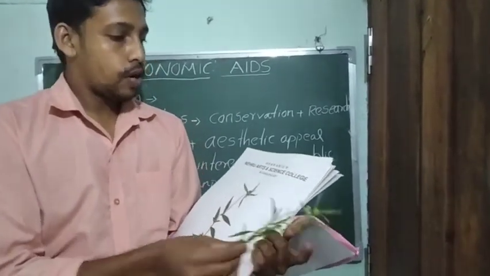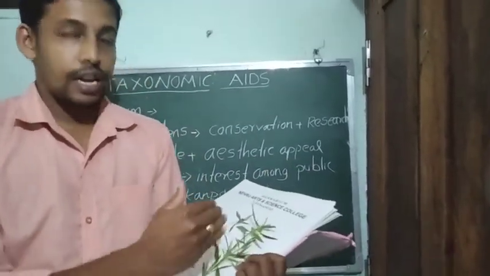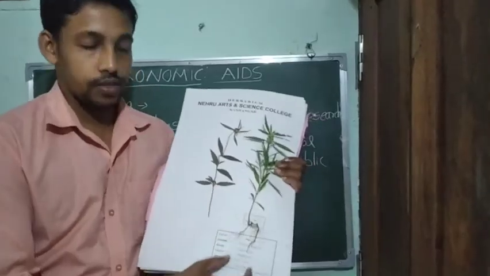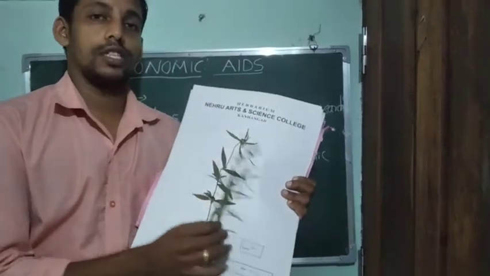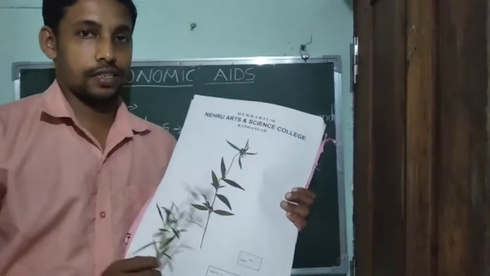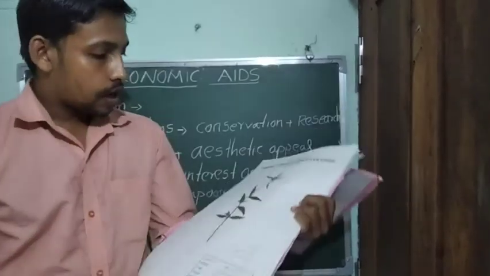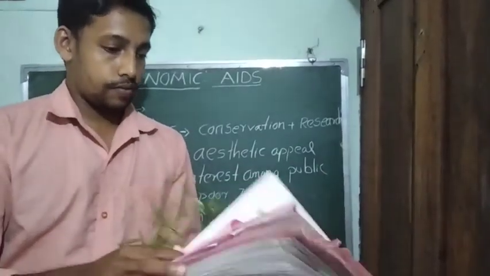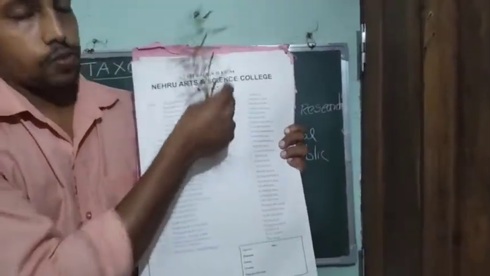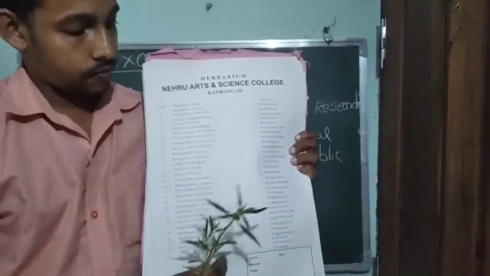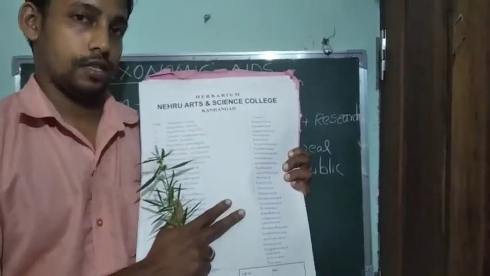Then we have to mount it. Then we can label it, and we have to write all these details. Then we have to store it, and we must protect it from pests and insects. It's very important. And we have to keep a register. The front of this sheet we can keep just like this. It's a register. This way we have to keep a register.